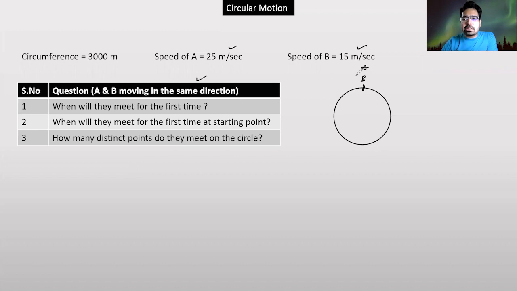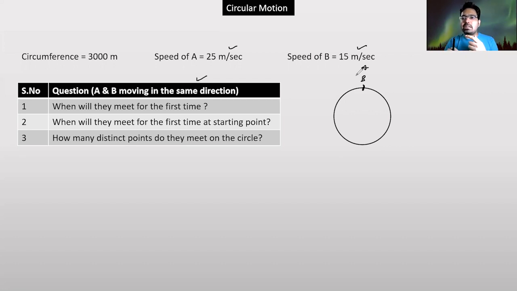Now imagine that after 1 second, what will be the distance between the two? After 1 second, the distance between the two will be 10 meters, right? A would have moved 25 meters, B would have moved 15. So the distance between the two would have been 10 meters at the end of the first second. It will become 20 meters at the end of 2 seconds. It will become 30 meters at the end of 3 seconds. So the distance between the two will keep on increasing at a rate of 10 meters per second.